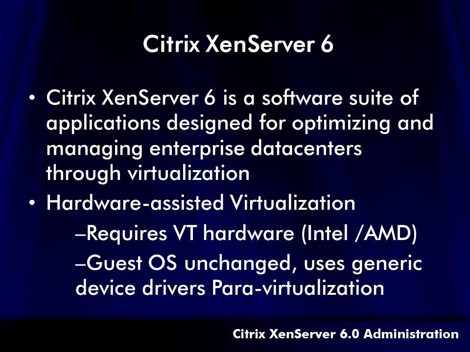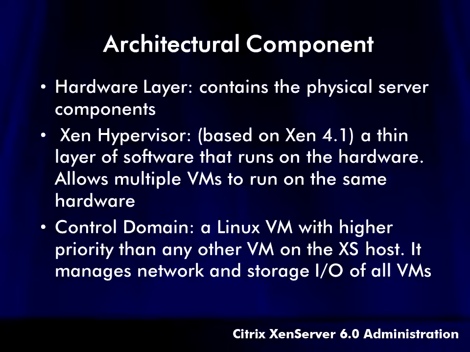one physical machine. So there's this hardware layer, which contains the physical server components, the physical processor, the physical RAM, the physical disk, the physical networking components. Xen Hypervisor, which is based on Xen 4.1, is a thin layer of software that runs on the hardware and allows multiple virtual machines to run at the same time on the same piece of hardware.